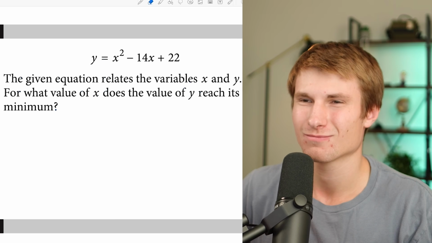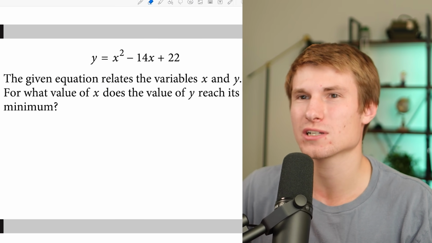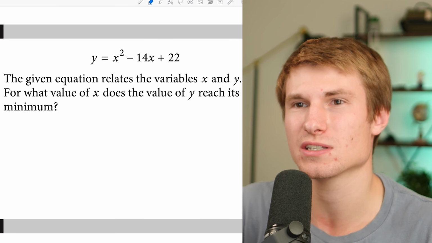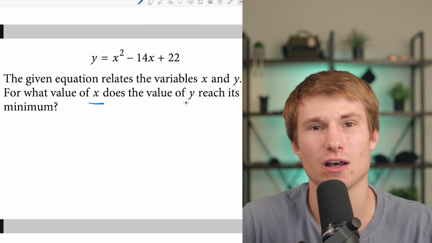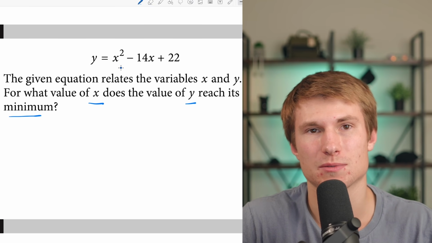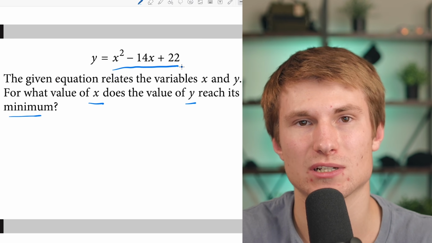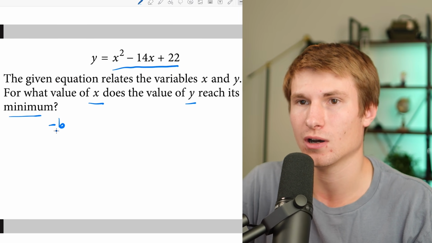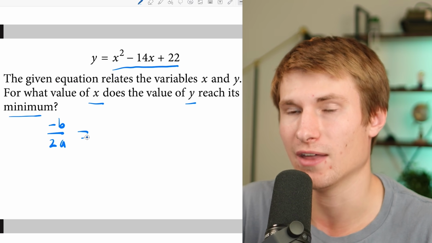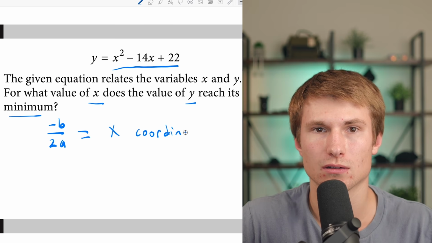Here's how to quickly find the x coordinate of a vertex of a quadratic. If you take a look at this question, it states the given equation relates the variables x and y. For what value of x does the value of y reach its minimum? Well, in this case, we see we have a quadratic x squared minus 14x plus 22. Now, what you have to do then is take the value of negative b over 2a, and that will give you the x coordinate of your vertex.